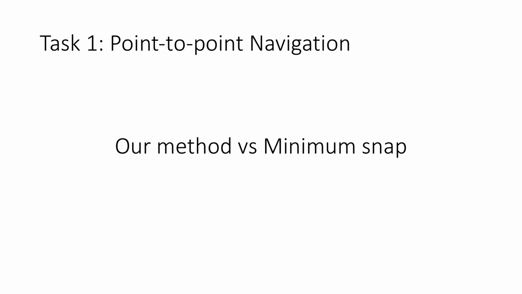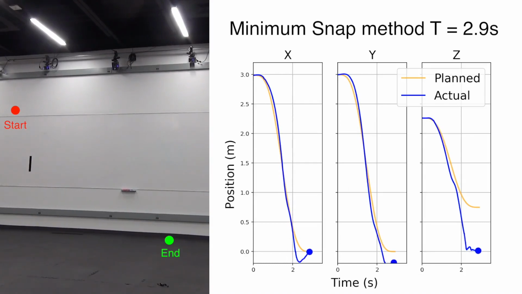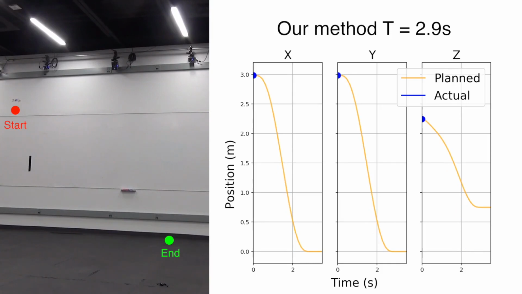In our experiment, when the duration is set to 2.9 seconds, the tracking controller is not able to follow the trajectory generated by the minimum snap method. The quadrotor crashed due to motor saturation. In contrast, the same tracking controller is able to track the trajectory generated by our method.